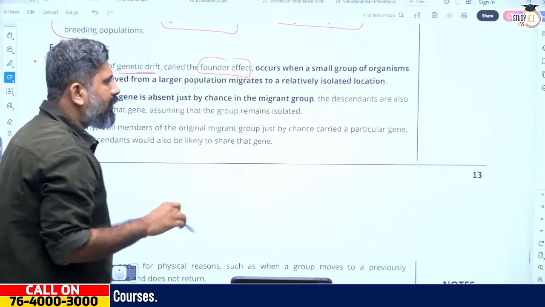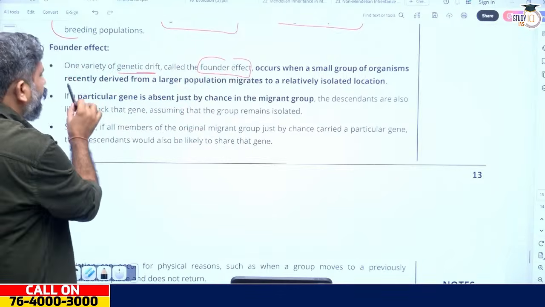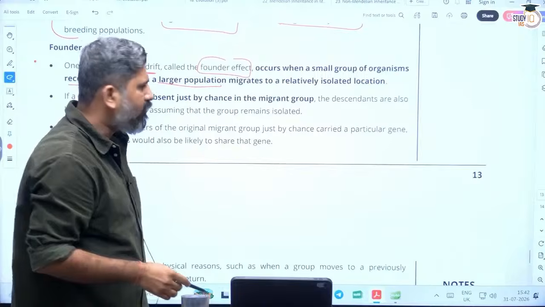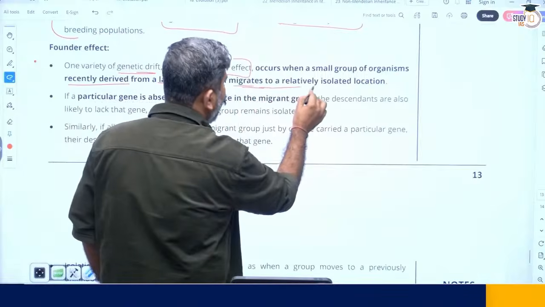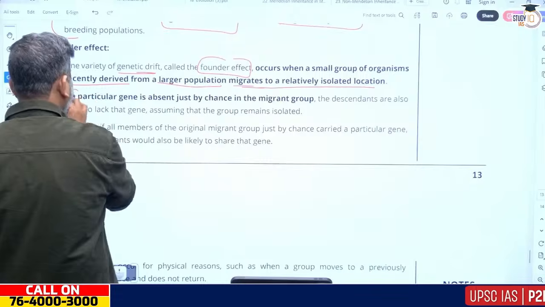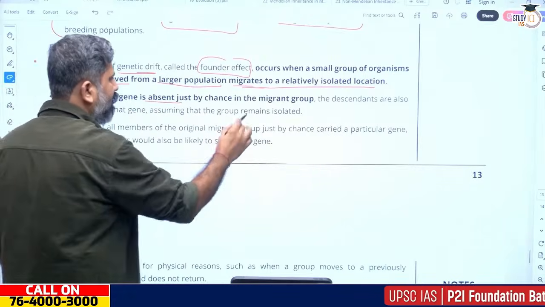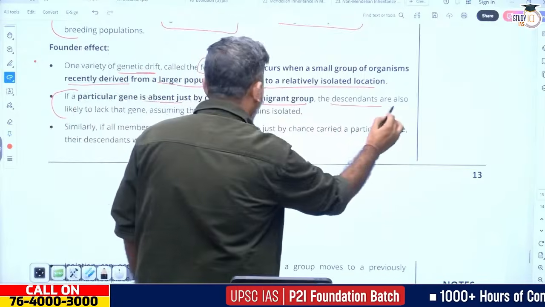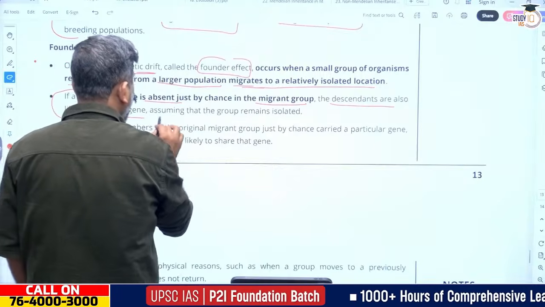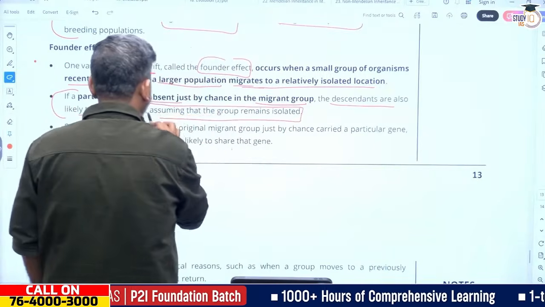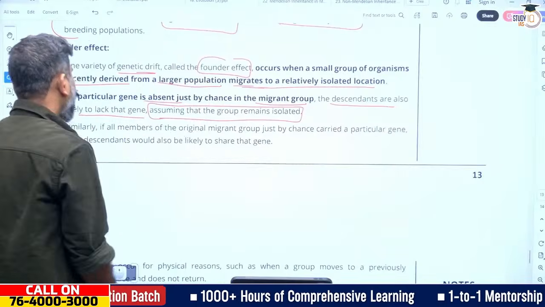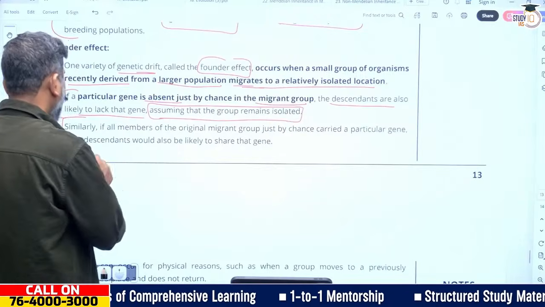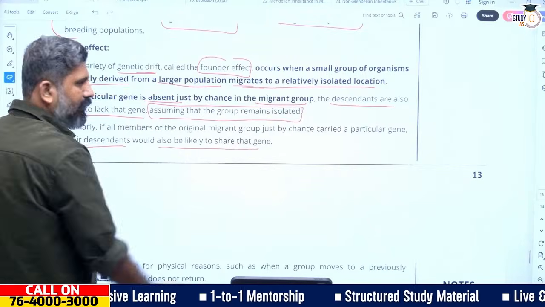So one variety of genetic drift is called what? Founder's effect. It occurs when a small group of organisms recently derived from a larger population migrates to a relatively isolated location. If a particular gene is absent just by chance in the migrant group, the descendants are also likely to lack that gene, assuming that group remains isolated and does not interbreed with any other population. Similarly, if all the members of the original migrant group just by chance carried a particular gene, their descendants would also be likely to share that gene.